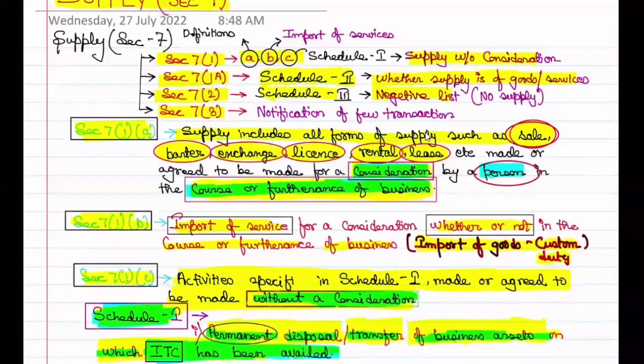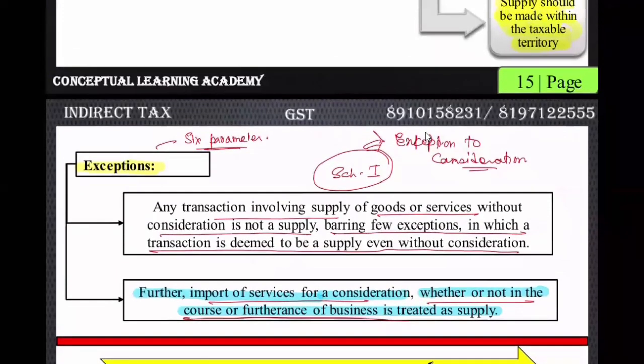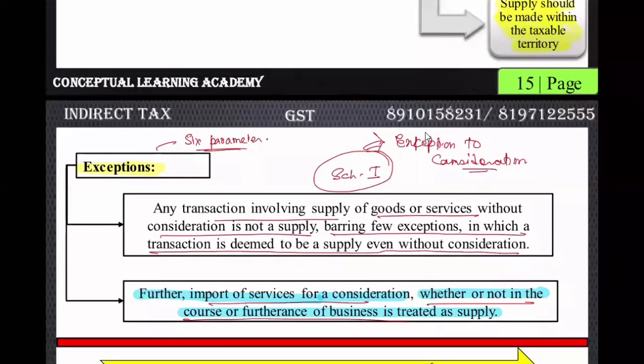Sir, can you explain with an example? I'm not able to follow. With example? What exactly they mean?